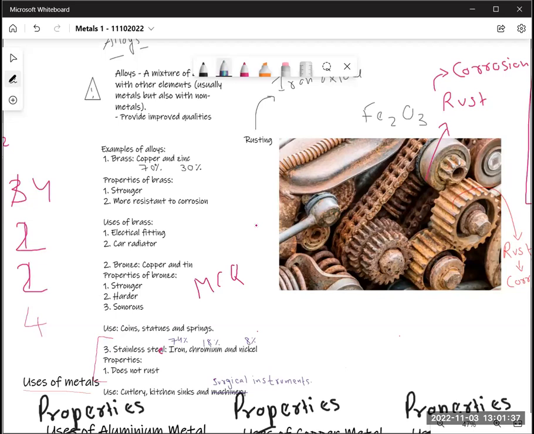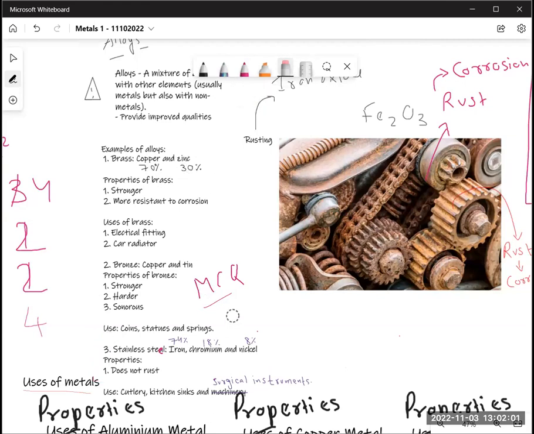Now, one more thing is these questions are asked in the MCQ. Lots of these questions are asked in the MCQ. So you have to memorize the percentages as well, 70%, 30%. They'll ask you what is the percentage of zinc in brass. You'll have options like 1%, 5%, 80%, 30%, and you'll have to choose 30% there. Okay. So what about bronze?